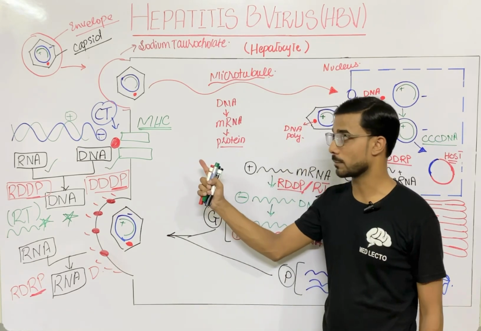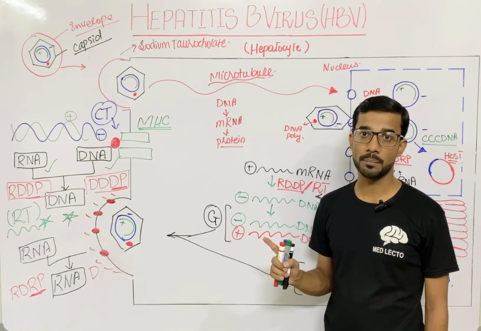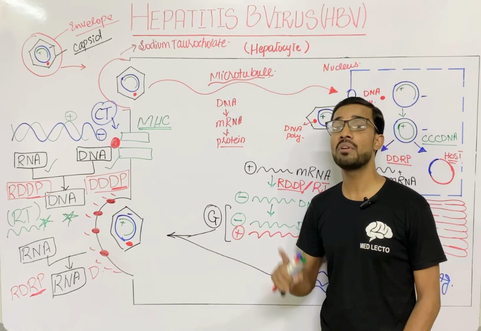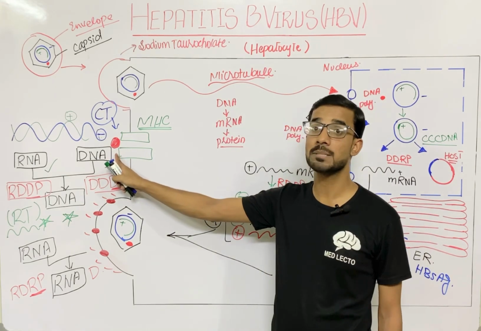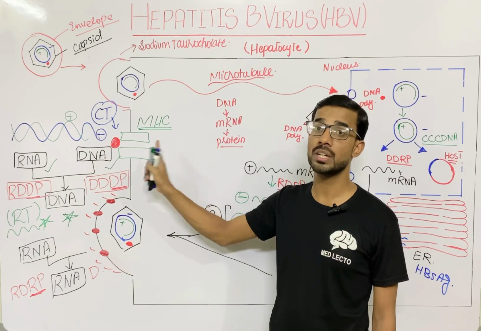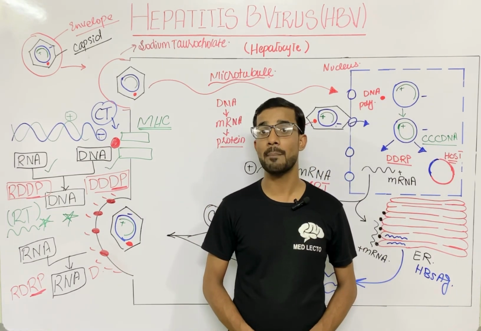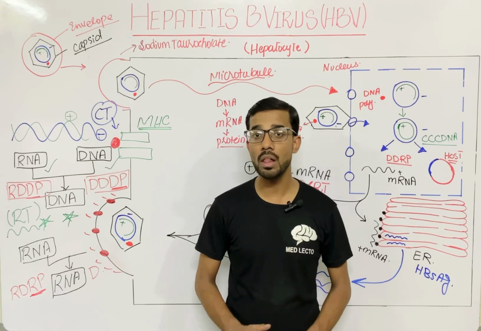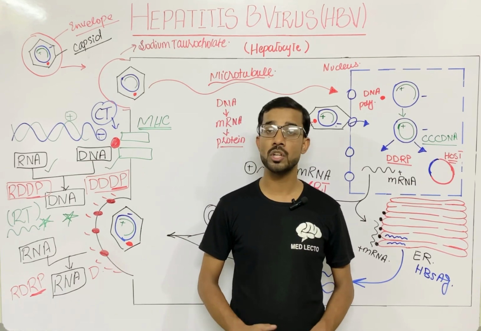That's the important thing. The virus does not directly affect the liver, but our immune system will affect the liver due to the presentation of the hepatitis B antigen through the major histocompatibility complex that is present on the surface of the hepatocytes. So this is all about the replication of the hepatitis B virus, which is also known as a DNA virus.